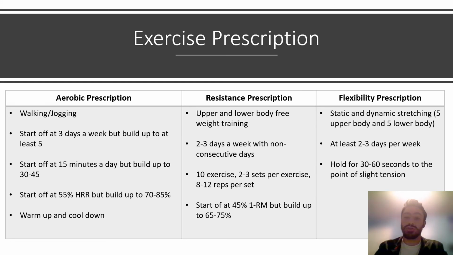For the resistance prescription, upper and lower body free weight training, 2 to 3 days a week on non-consecutive days, 10 exercises, 2 to 3 sets per exercise, 8 to 12 reps, depending on if we're going a bit more for endurance or a bit more for muscular strength. We're going to start out at 45% of his 1 RM since he really doesn't do almost any resistance training right now, but hopefully we can build it up to 60 to 75%. Again, we can get that 1 RM from the 5 RM squat and bench press that we did.